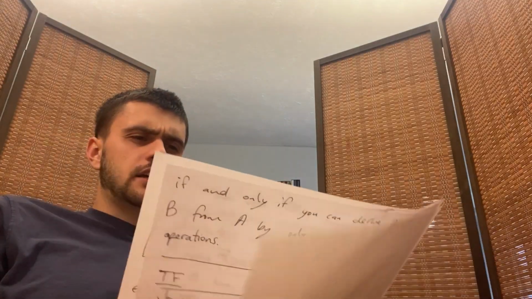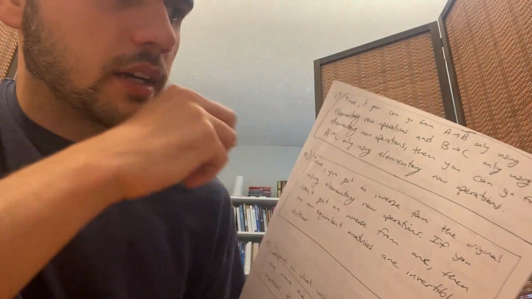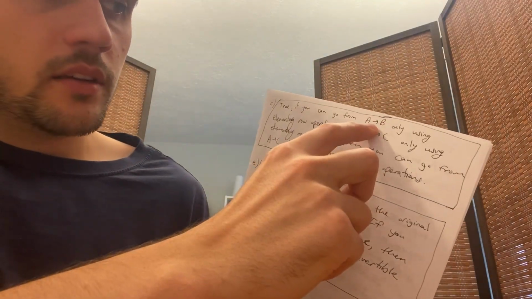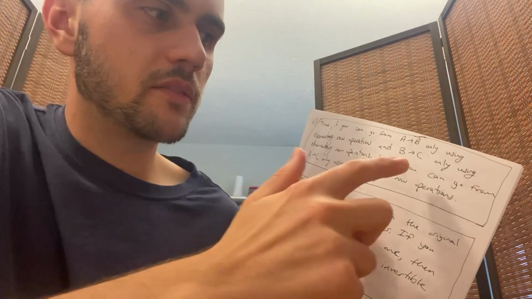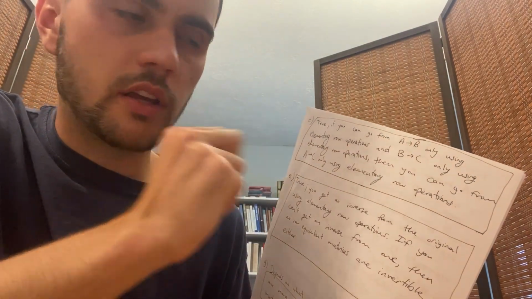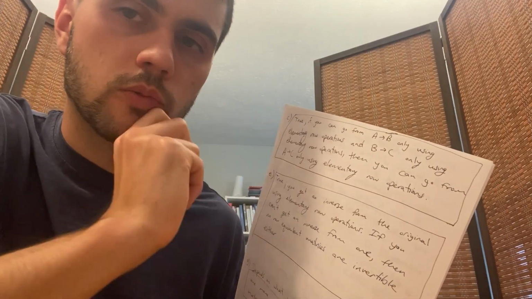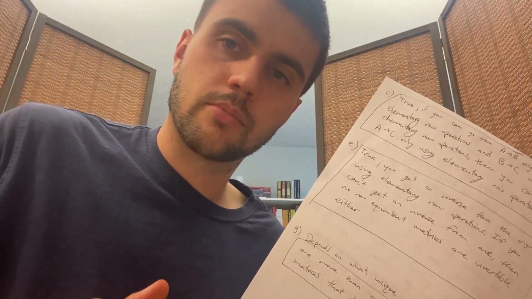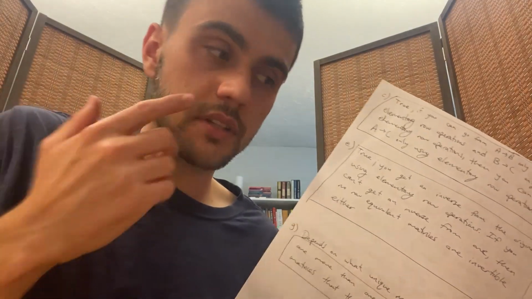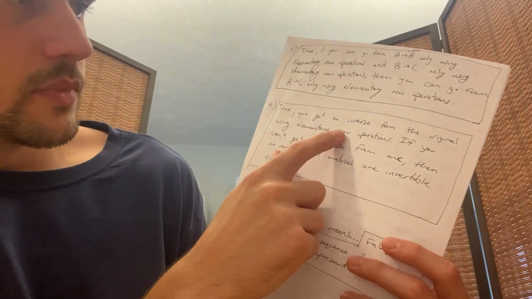All right, then we did a bunch of true or falses. First one was asking, if B can be gotten from A using elementary row operations, so A and B are row equivalent, and B and C are row equivalent, are A and C row equivalent? Yes, because you can go from A to B using elementary row operations, and then when you're at B, you can go from B to C, so you can go from A to C. True.